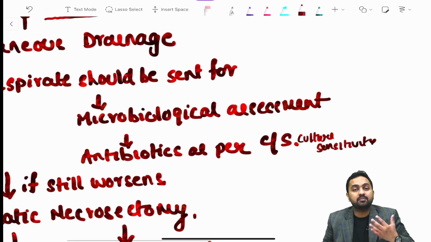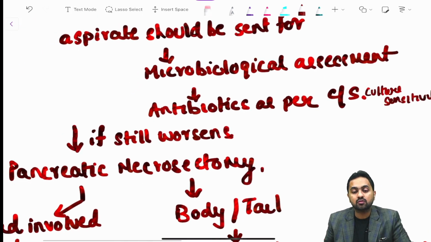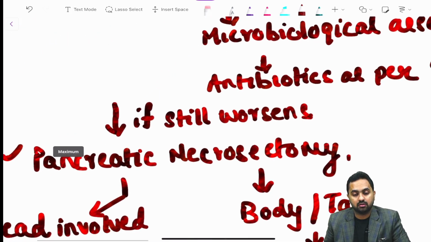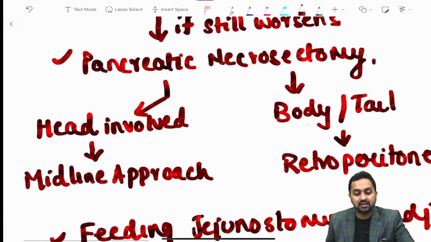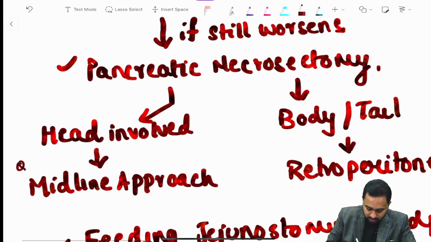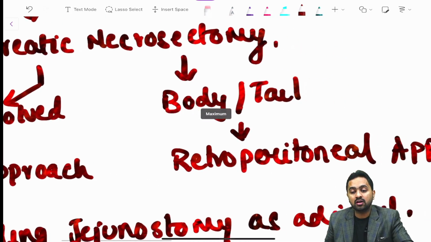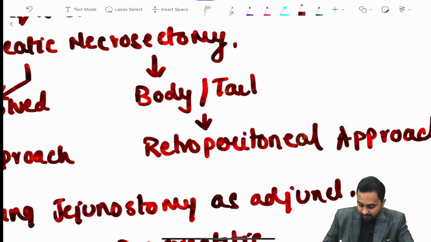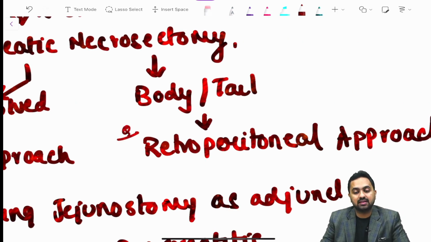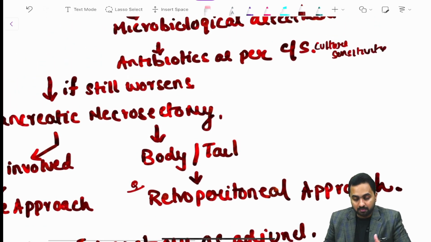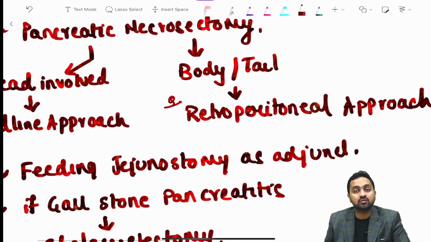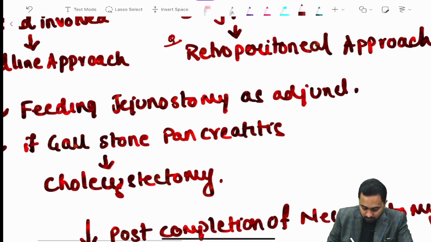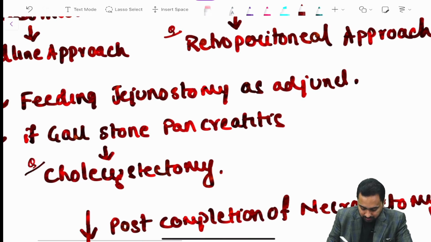Now, if the patient still worsens, then we need to do a pancreatic necrosectomy. Depending upon the area which is involved, if the head is involved, then a midline approach is preferred, whereas if the body or tail is involved, then a retroperitoneal approach is taken. Now, in your management, a feeding jejunostomy may be used as an adjunct, and if there is gallstone pancreatitis, which was the main cause of your necrotizing pancreatitis, a cholecystectomy should be done.